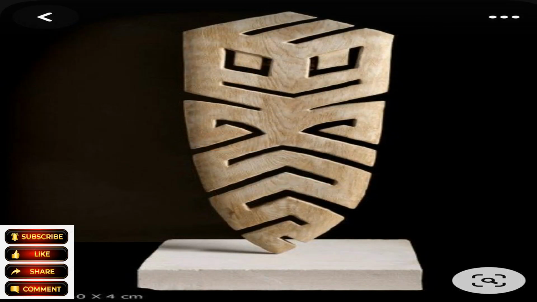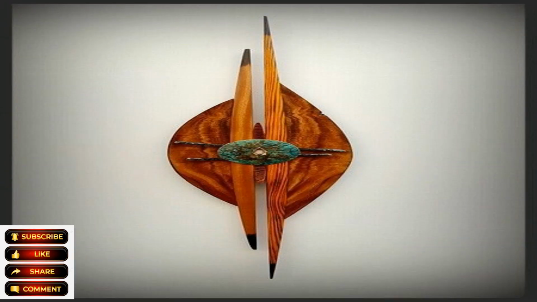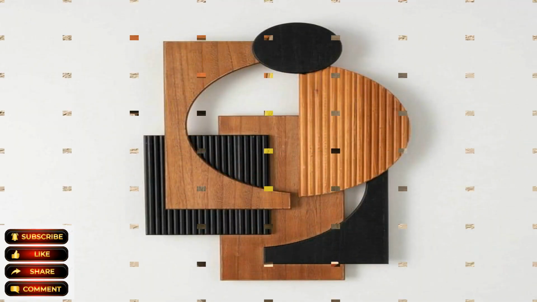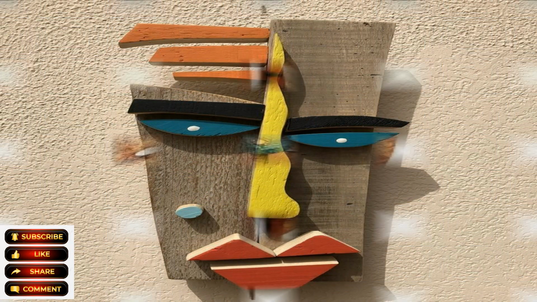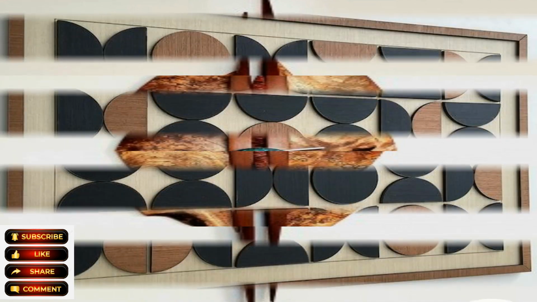Trend analysis. Follow trends in home decor and craftsmanship through platforms like Pinterest, Instagram, and design blogs to identify what styles and themes are currently in demand. 2. Surveys and questionnaires. Create surveys to gather direct feedback from potential customers. Ask about their preferences in styles, colors, sizes, and types of wood art they're interested in.